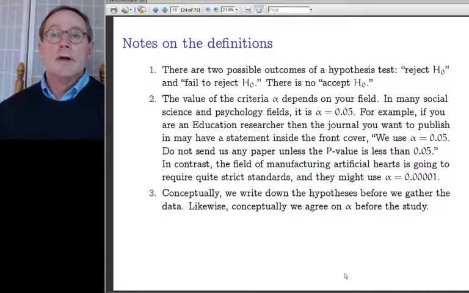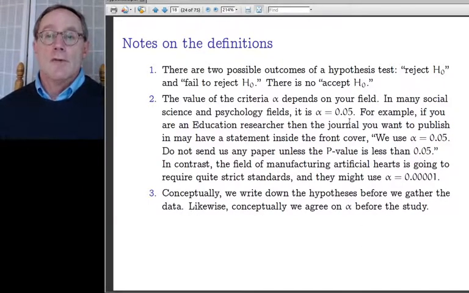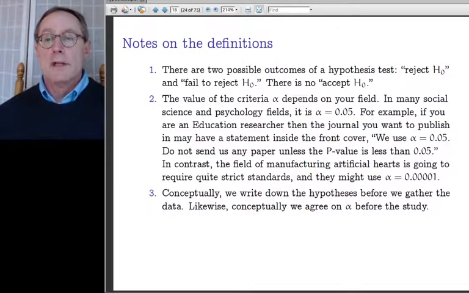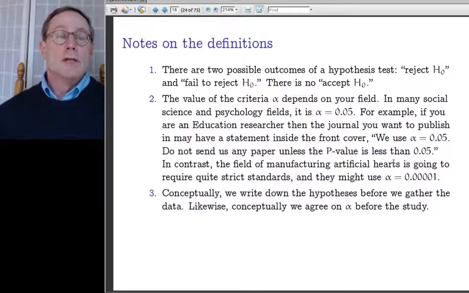And the value of the criteria, alpha, depends on your field. In many social science and psychology fields, it's alpha equals 5%, alpha equals 0.05. For example, if you're an education researcher, the journal you want to publish in may have a statement inside the front cover that says, we use a significance level of 0.05, don't send us a paper unless the p-value is less than 0.05, or it's just going to go in the trash. In contrast, if you work in the field of manufacturing artificial hearts, then of course they're going to require quite strict standards. So if you say, we're positive our artificial heart lasts for 10 years, they're going to require a very strict alpha, maybe alpha equals 0.00001, for example.